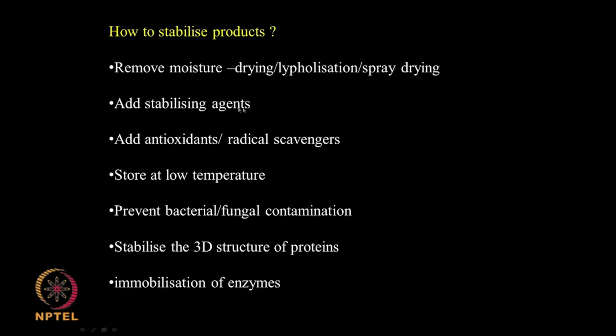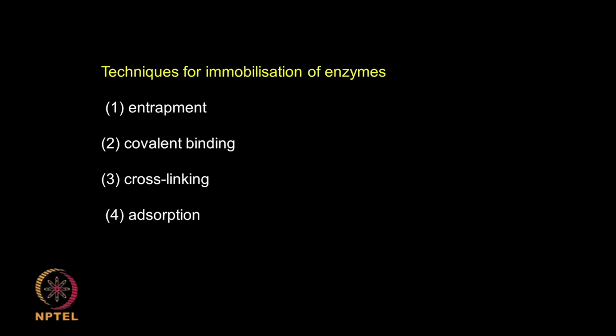So, what do you do? How to stabilize? We can remove moisture by drying, lyophilization, that is a very good stabilization. Even spray drying. Add a stabilizing agent, add antioxidants which are radical scavengers, it will not allow oxidation to take place. Okay, if there are any radicals or any oxidant formed, it scavenges. Store at low temperature, prevent bacterial and fungal contamination, stabilize the 3D structure of protein, and immobilization of enzymes, that also improves the stability of the enzymes.